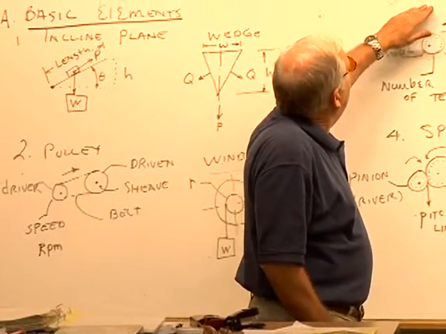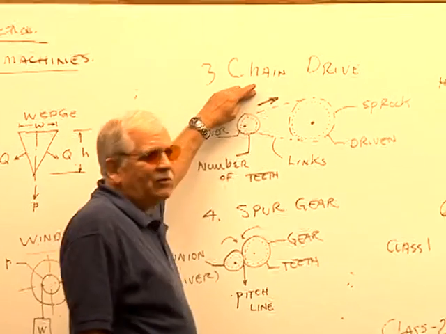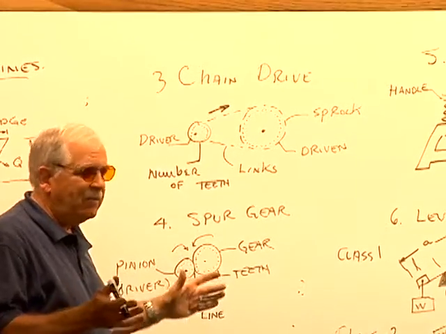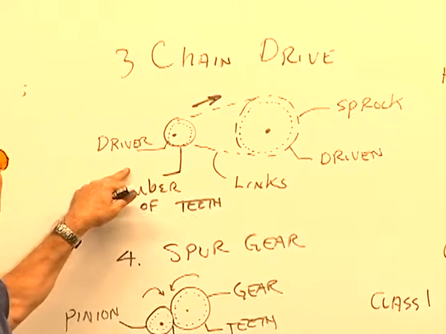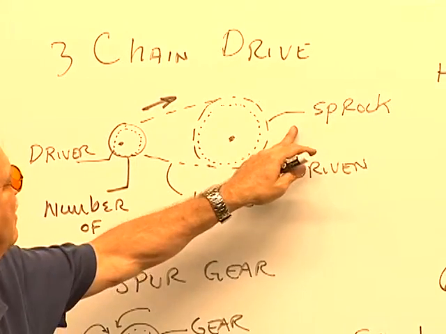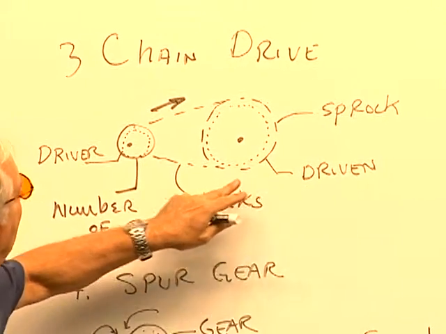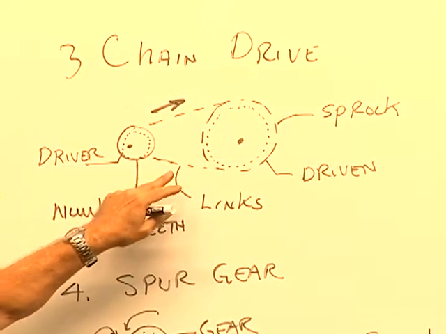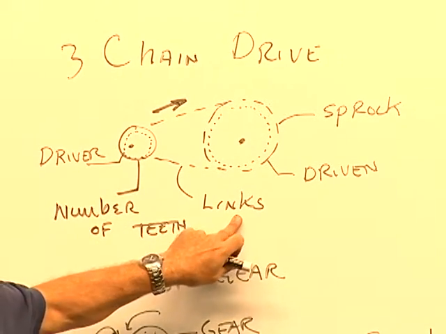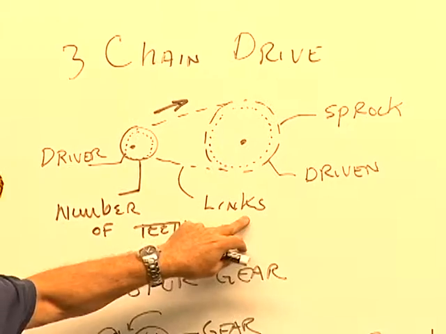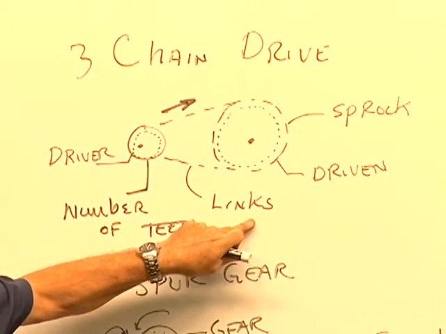The third is the chain drive, very similar to a pulley drive. I just wanted to bring it up because I wanted to make sure that you understand the terminology. Again, a driver and a driven. And this time, instead of having a flexible belt, we have a metal belt chain. The important thing about that is they have links, and that's important in solving some of these problems.